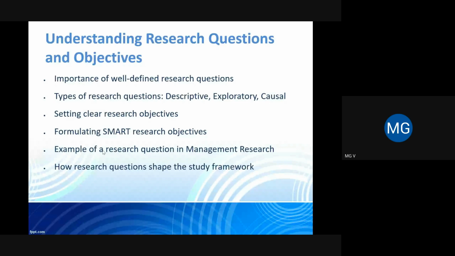So SMART is specific, measurable, achievable, relevant, and time-bound, to ensure clarity. For example, in management research, a study on employee engagement may pose the question: how does workplace flexibility influence employee retention? So this guides the framework and methodology of the research. Structured research questions and objectives enhance the study's credibility and enable systematic investigation.